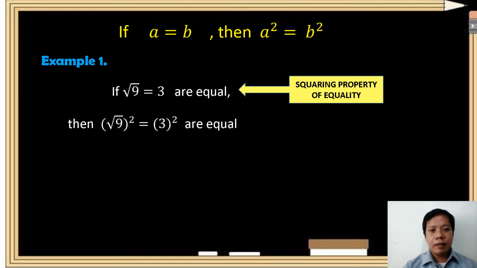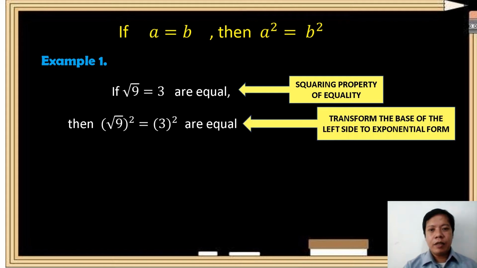Then the quantity square root of 9, squared, is equal to 3 squared. So they are equal. Then transform the base of the left side to exponential form. This one I'm going to show you. We're going to transform the left side of the equation into exponential form. So that's why this will be the quantity 9 raised to 1/2, raised to the second power. And it's equal to 3 raised to the second power.